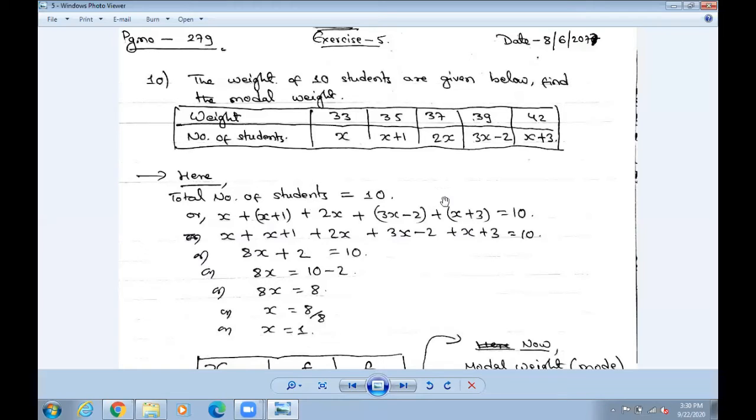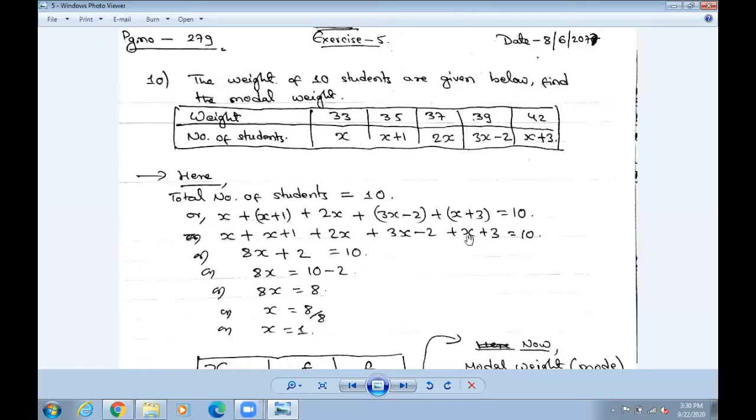x plus 1, 2x, 3x minus 2, x plus 3. Okay, let us add all these numbers, so this will be equal to 10. Then remove the brackets, and then let us add the x terms together: x plus 2x plus 3x plus x, that means 1x, 2x, 3x, 4x, 5, 6, 7x.